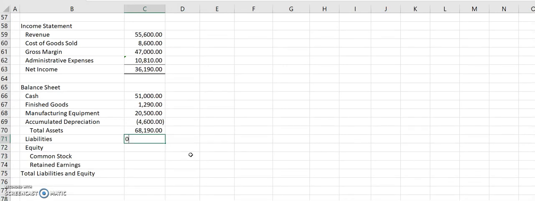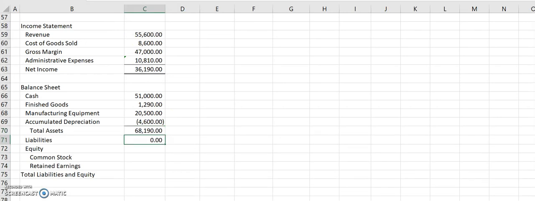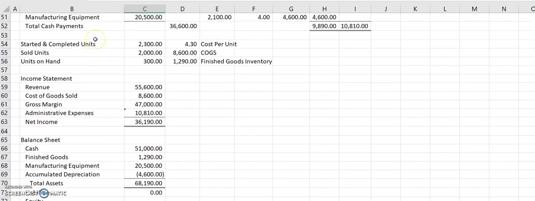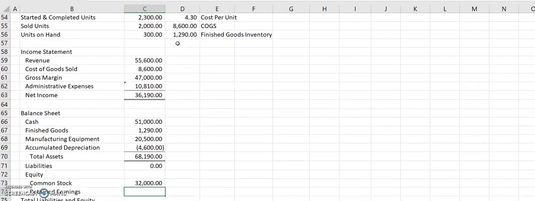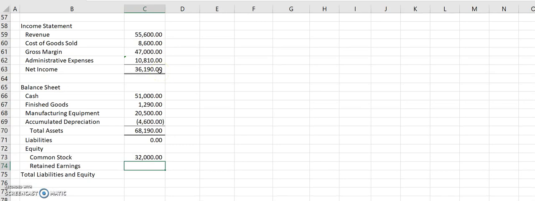Still, we have no liabilities. We have no debt. We have no borrowing that we owe to any outside company. Our common stock, we still have the same 32,000 in common shares that we sold to our shareholders. Our retained earnings, again, it began with nothing. We're going to add our net income that we calculated on our income statement, and we're going to subtract nothing because we paid no dividends.